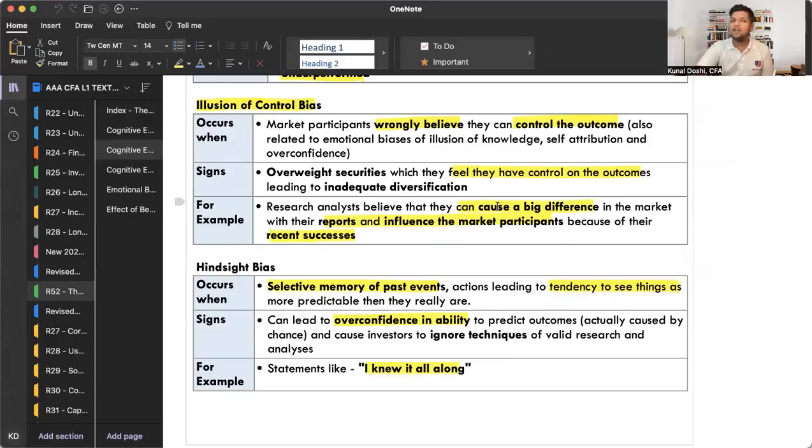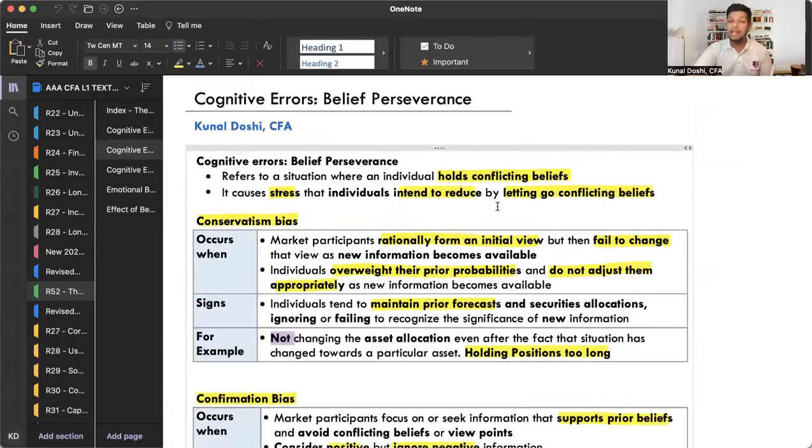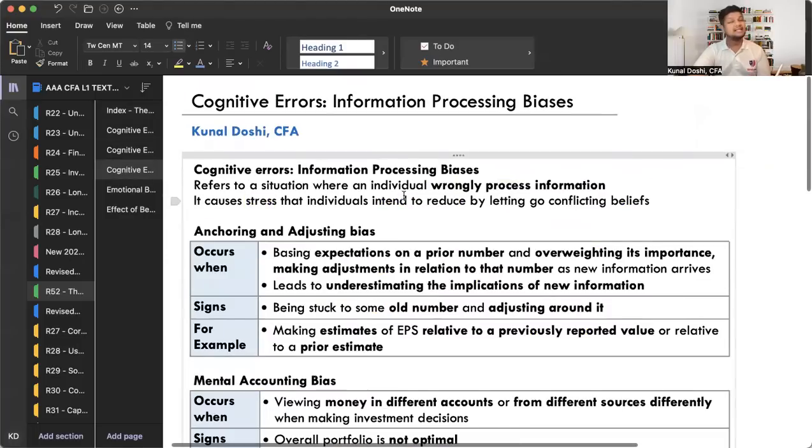Correct. Now we were doing these cognitive errors, belief perseverance, where you are having a conflicting belief. The second type is cognitive error, information processing bias. Here you are ready to change the belief, but you are unable to because you are wrongly processing the information, or because you do not have the ability to do that. It causes stress that individuals intend to reduce by letting go of conflicting beliefs. It's the same thing out here, but again, your situation is that you are wrongly processing the information.